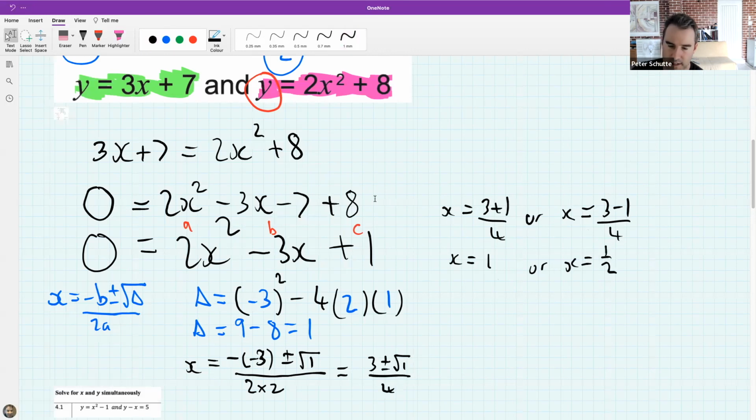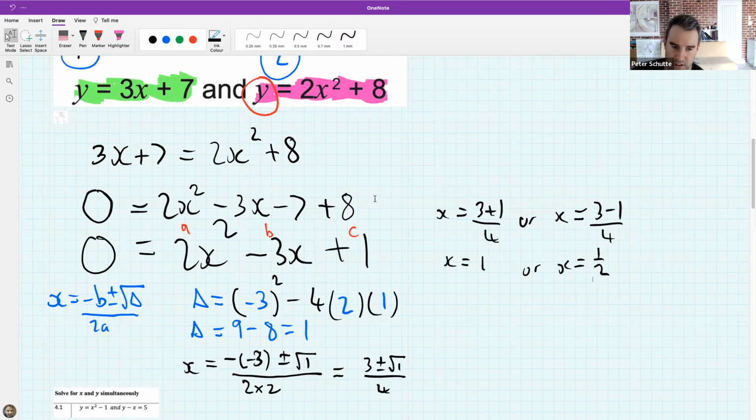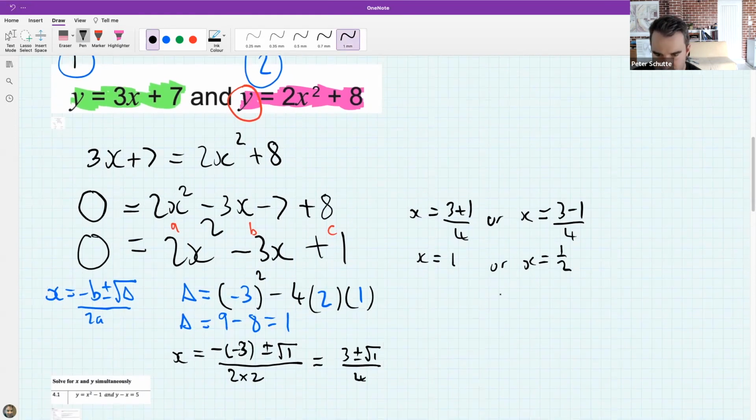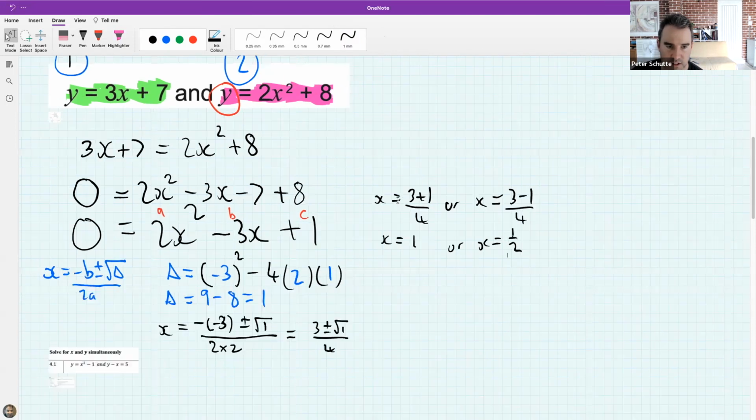Okay, so I get, and I know there's quite a bit of work, but the good news is a question like this would be worth a good decent amount of marks. I get x is 1 and x is a half. But now that isn't the question finished yet. I want to know, what do we do next? Which student will be willing to share their thinking? What is the next step in trying to solve this simultaneously?